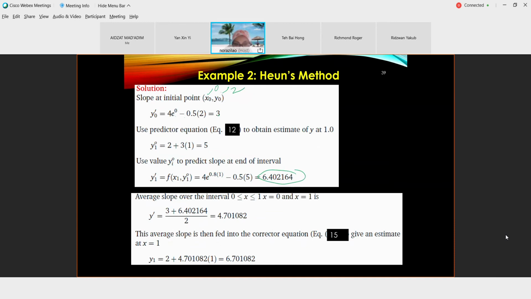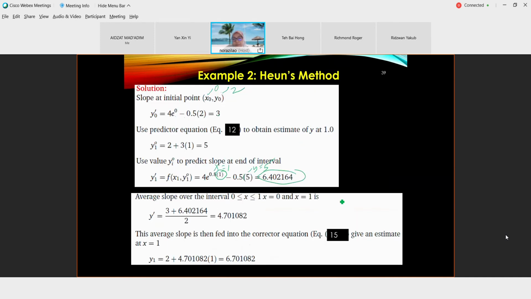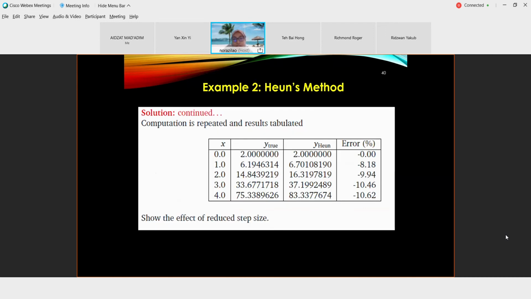6.40216. Okay, tengok yang ini ni yang saya cakap. Nilai X sama dengan 1. Ini nilai Y sama dengan 5. So this one X1, Y5. Okay. So you repeat that process. Okay, you repeat. So Y1 you adalah 6.701082. Repeat it again.